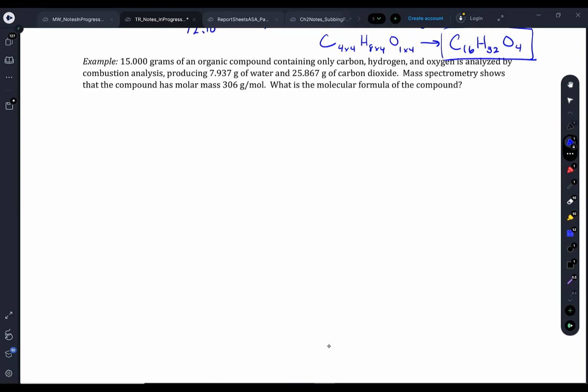So there's a few ways we could approach this, but I want to go through the same approach that I did before. So the combustion analysis will first be used. And what does that give me? Good. So that's going to be the first part of the problem. First, we're going to use the combustion analysis data to find the percent composition.